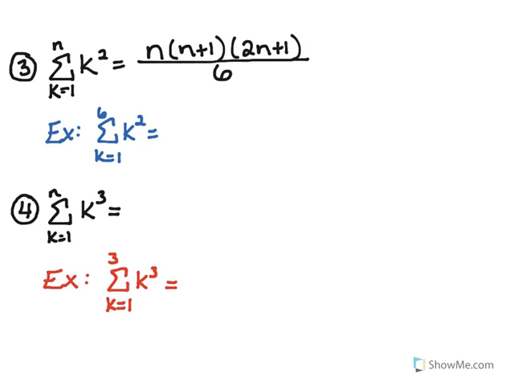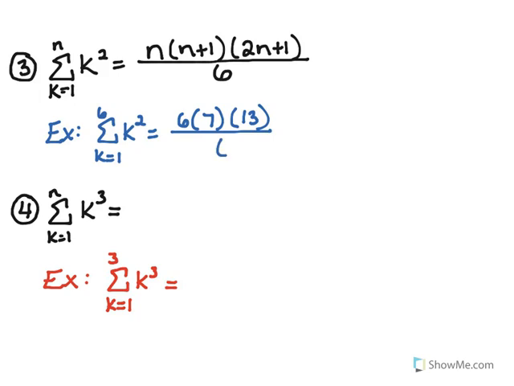So for our example, we're going to do the summation of k squared from k equals 1 to 6. So our n here is 6. So I'm going to do 6 times n plus 1. 6 plus 1 is 7. And the next number will be 2 times 6 is 12 plus 1 is 13.